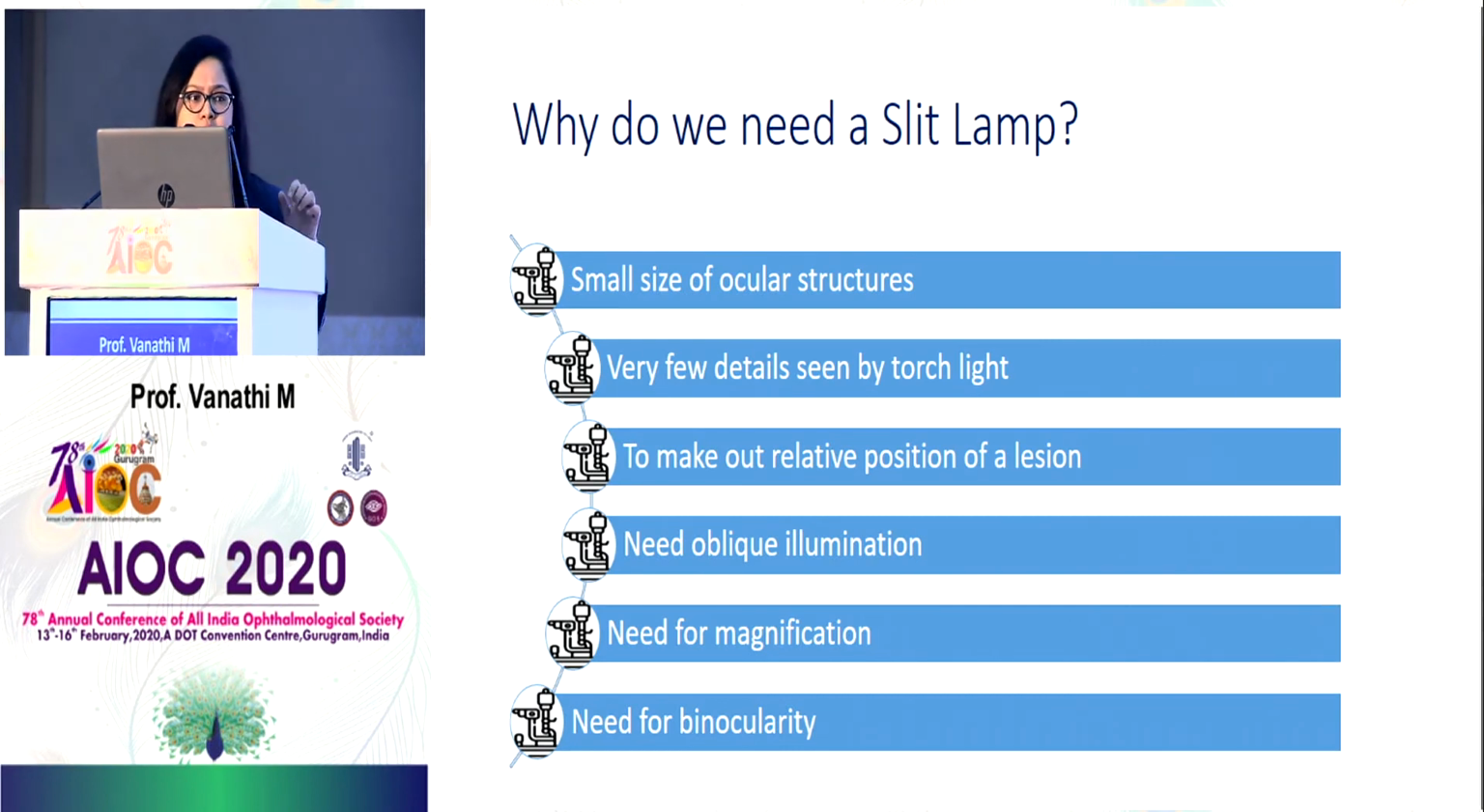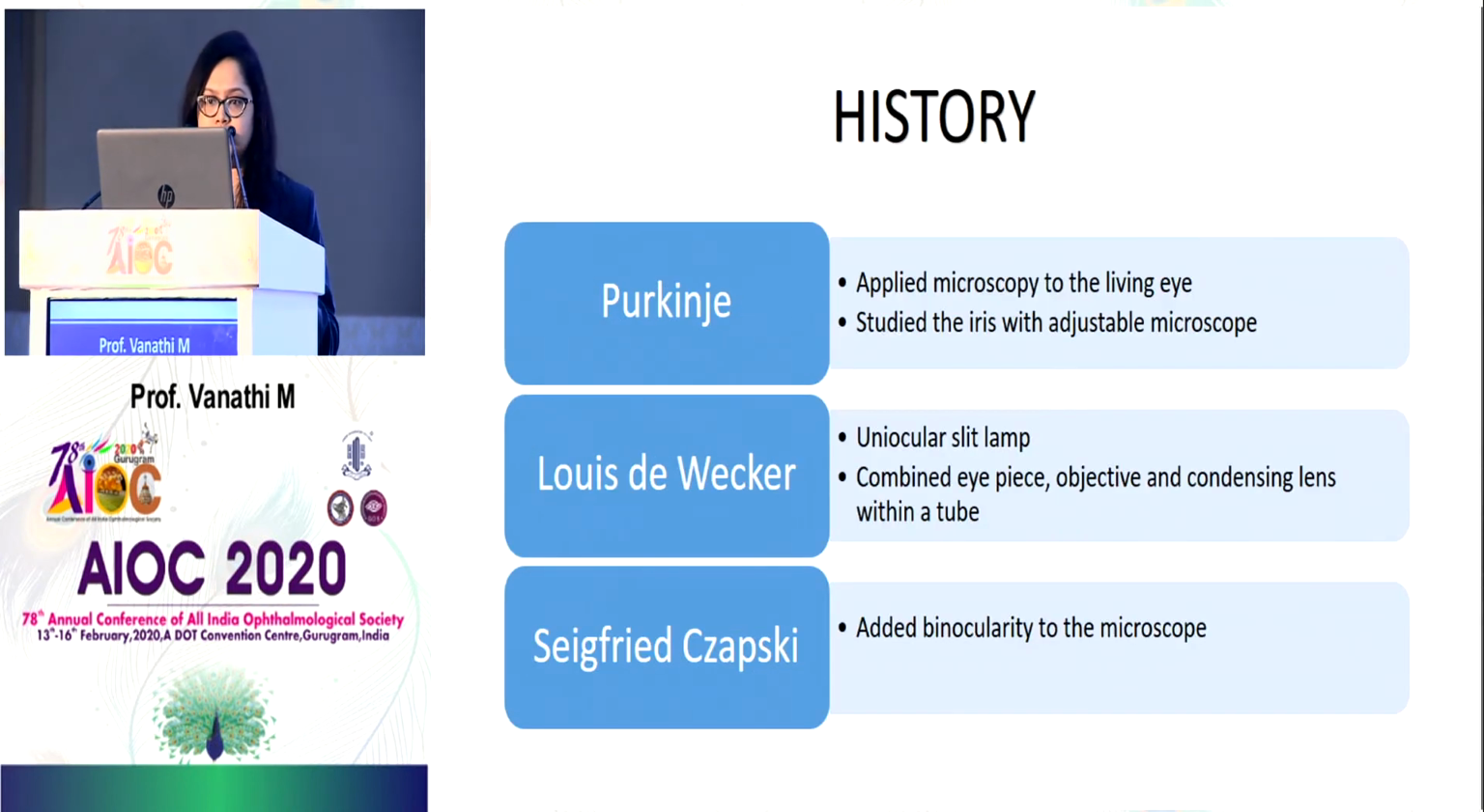So why do we need a slit lamp? Because our ocular structures are so small that it's very difficult to identify various findings on torchlight examination, and it's also very difficult to make out the relative position of a lesion. If you want to know the depth or size of a lesion, it's very difficult to do with a torchlight examination. So you require a slit lamp for that, and you also need oblique illumination, magnification, and binocularity.